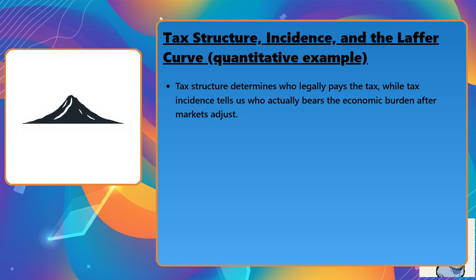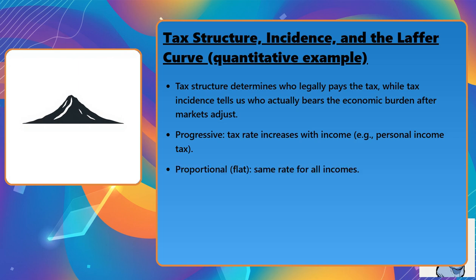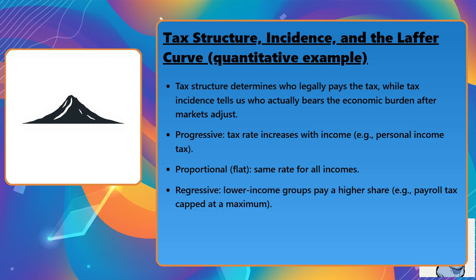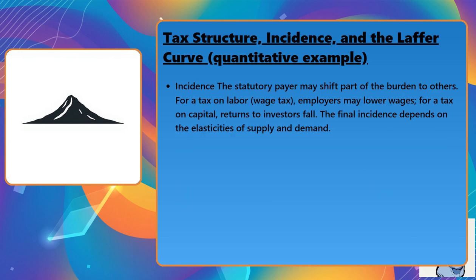Tax structure determines who legally pays the tax, while tax incidence tells us who actually bears the economic burden after markets adjust. Progressive: the tax rate increases with income, for example, personal income tax. Proportional, also called flat: same rate for all incomes. Regressive: lower income groups pay a higher share, for example payroll tax capped at a maximum. Incidence: the statutory payer may shift part of the burden to others.